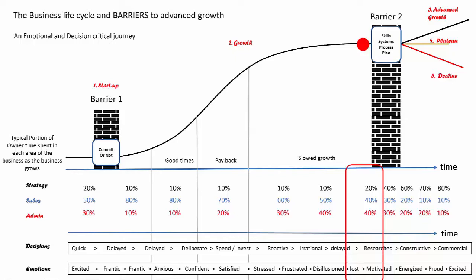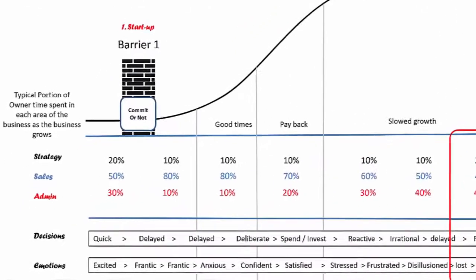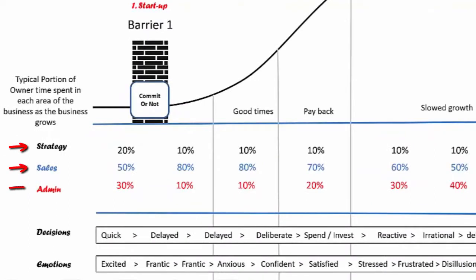Throughout the business life cycle, owners need to apportion their time to 3 critical areas of the business: strategy, sales, and administration. We'll name strategy the black time, sales the blue time, and administration red time. The percentage of time owners need to spend in each area will change through startup, growth, and accelerated growth.